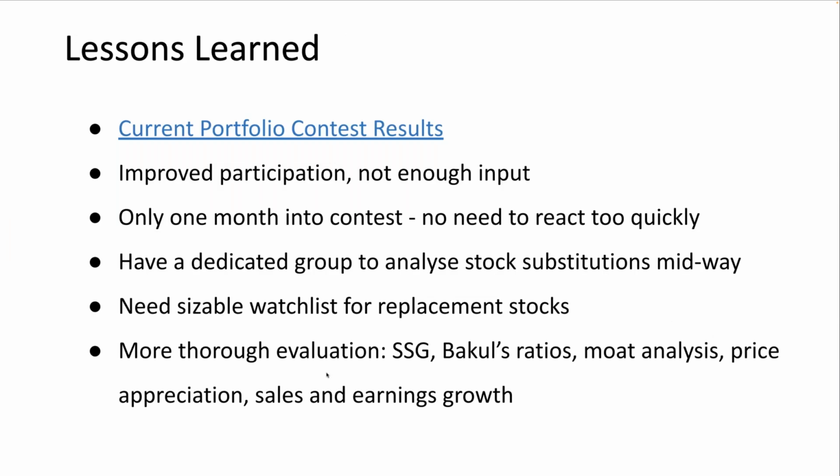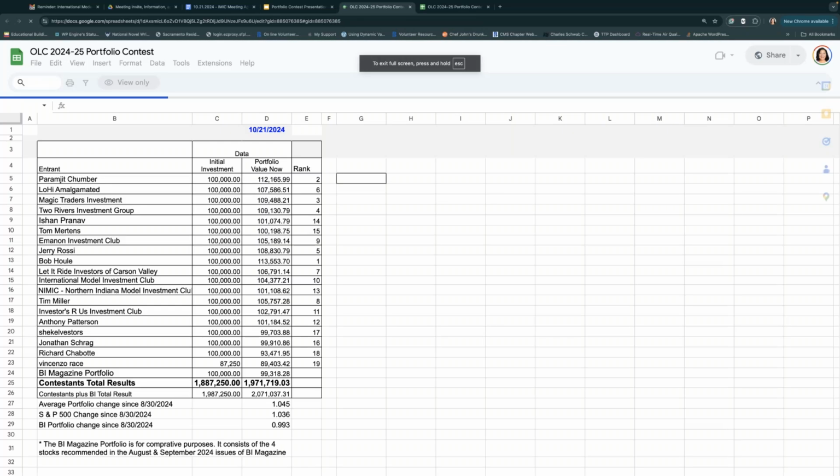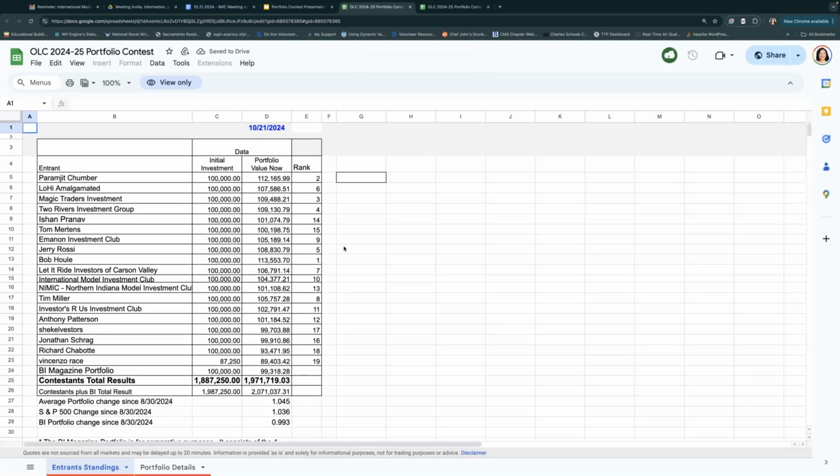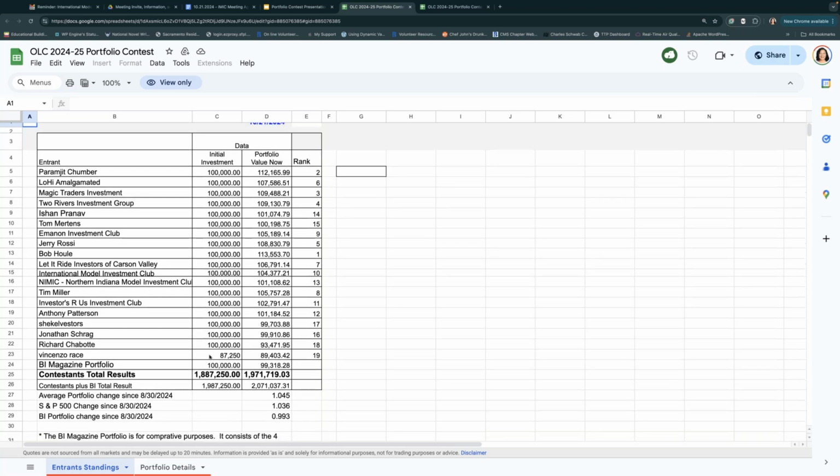And so these are the lessons. Oh, let's look at the current results. You'll see that we've improved. I forget what we were ranked before. Anyway, we're still middle of the pack here. Paramjit Chumber dropped, so now number 1 is Bob Ho, who's actually our regional advisor for our chapter club. So he's very experienced.